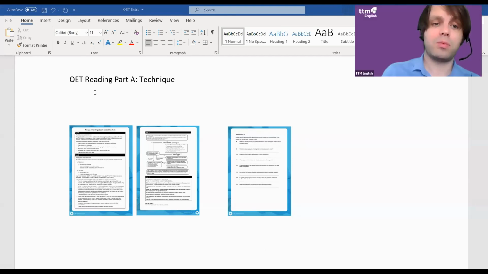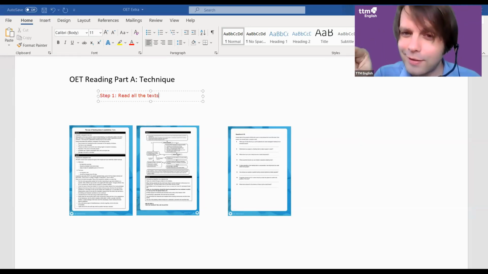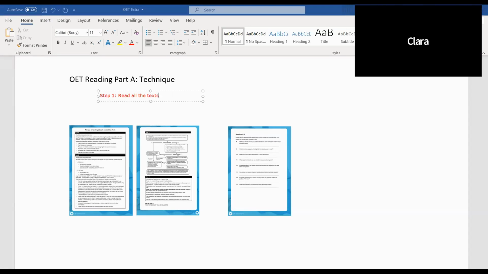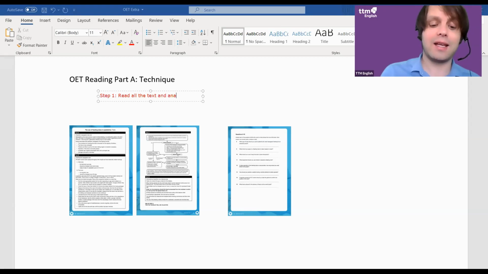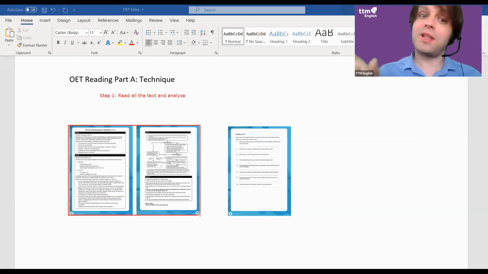So step one, let's just put this here. Step one, read all of the texts. Read all of the texts in great detail. No. So we're just going to read all the text and analyze. What are we trying to analyze? To get the main idea. Something like the main idea, exactly.